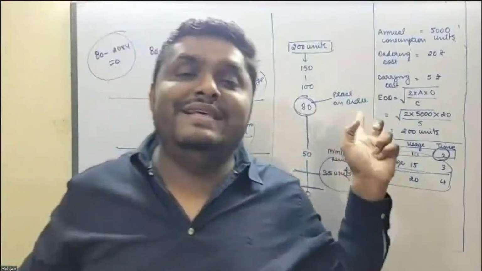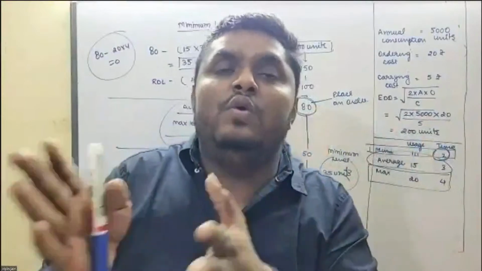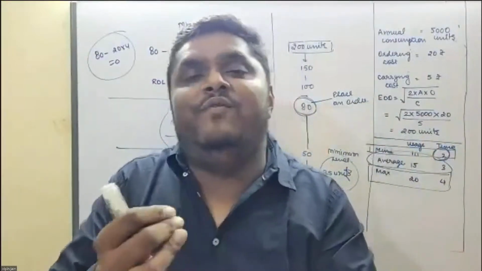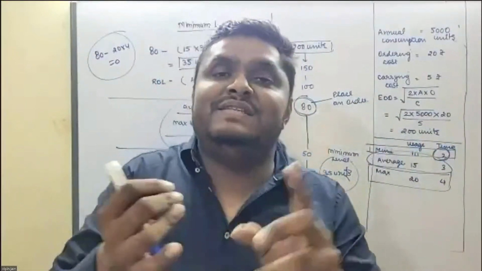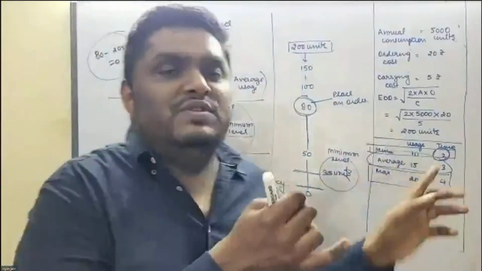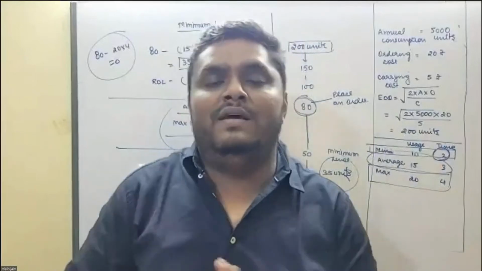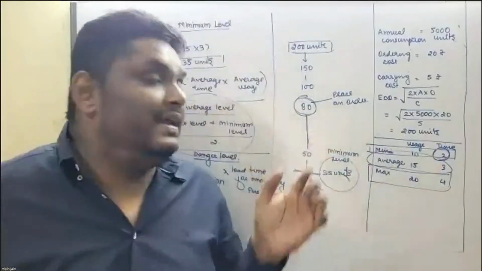In this example, there is nothing related to lead time. If the examiner gives you information that the lead time for emergency purchase is, let's say, 1.5 days, then 1.5 into the average consumption, that is 15. So 22.5 will be the danger level.